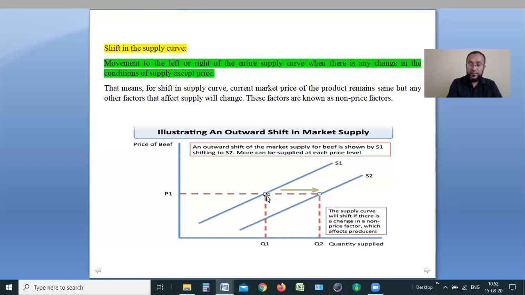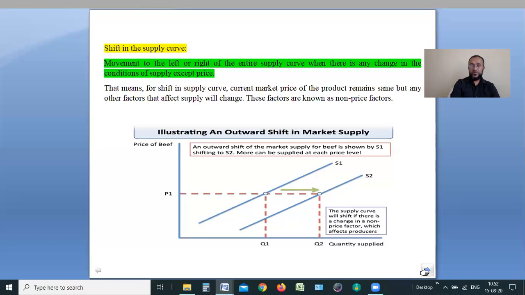And here, that leftward shift we didn't show. We showed only the rightward shift, so leftward shift will be opposite. If cost of production increases, here we showed cost of production decreased. So that is why there is a rightward shift of the supply curve from S1 to S2.